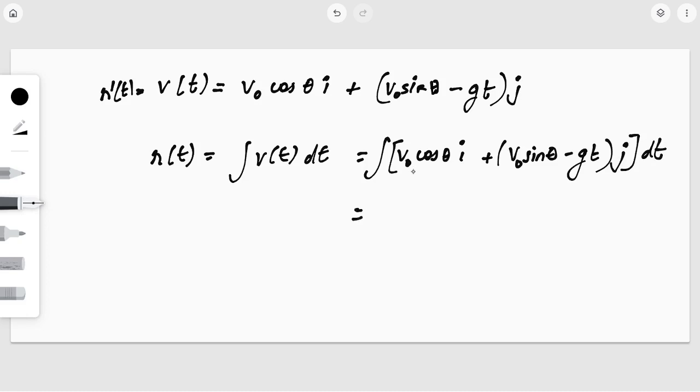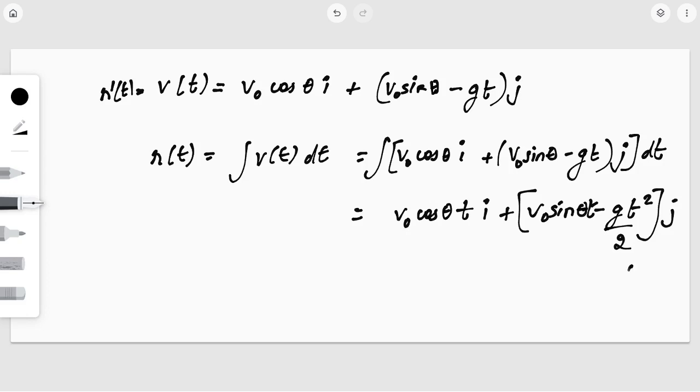Now note that v dot and cos theta are all constants. So what will be the integration? Integration will be v dot cos theta t i plus v dot sin theta minus sin theta into t. Integral of v dot sin theta will be v dot sin theta into t, since v dot sin theta is a constant, and the integral of g t will be t square by 2, so minus g t square by 2 j, and please don't forget our integrating constant.